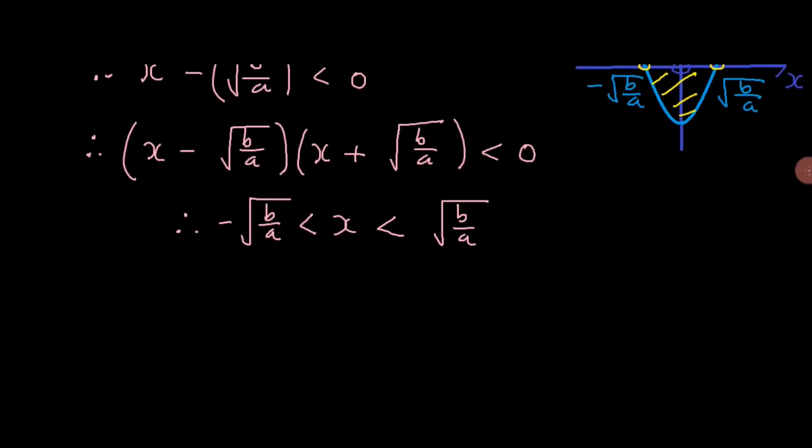If you had to put this in interval notation, we would write as follows. X is an element of the open interval, so not including these 2 points. The open interval from negative square root b over a to positive square root b over a.